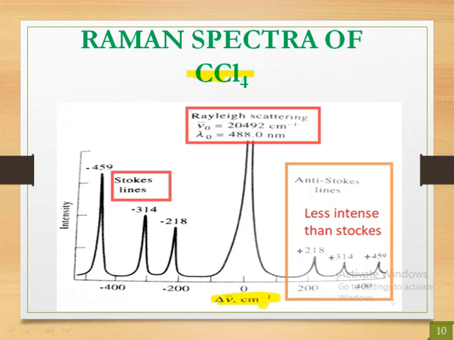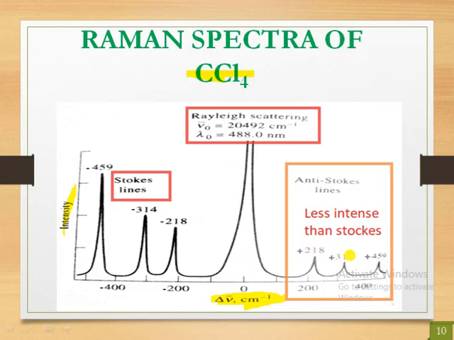Now what is the difference? This is the difference between the observed radiation and the source. So this is the wave number difference, Δν̄, in centimeter inverse, and on the y-axis there is intensity.